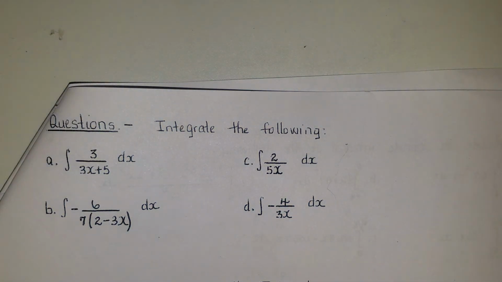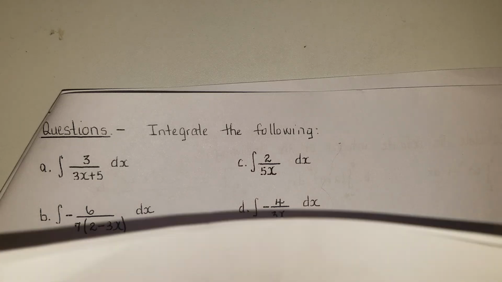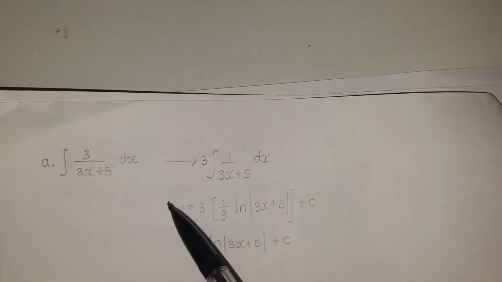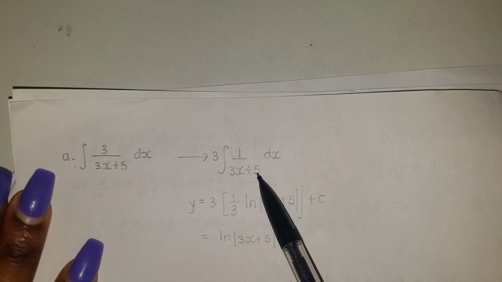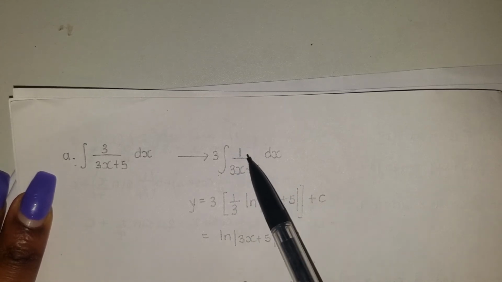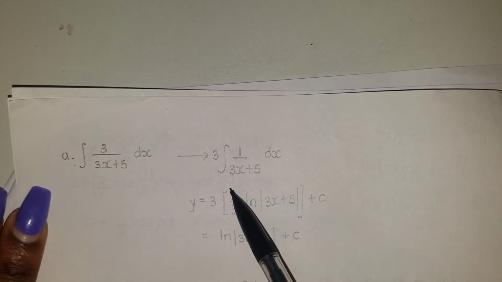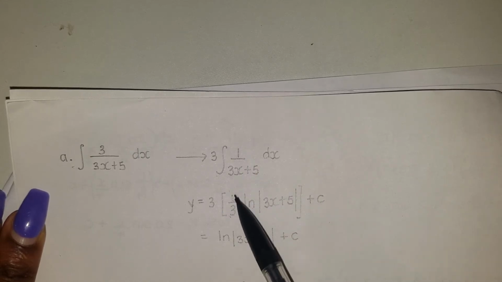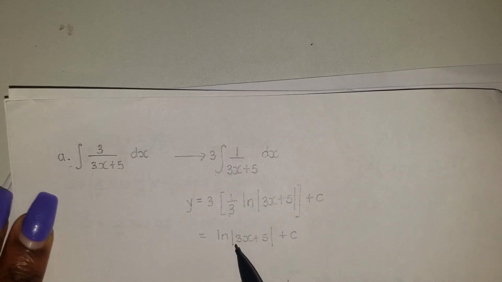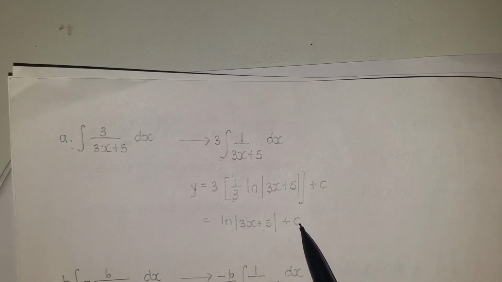So we have 4 questions that follow. First one, the integral of 3 over 3x plus 5 dx. So here, we will factor out the 3 and we will integrate the 1 over 3x plus 5 that's left back. So, following the rule, the integral of 1 over 3x plus 5 will be 1 over a, which is 1 over 3, ln 3x plus 5 plus c. And this 1 over 3 gets multiplied by the 3 that we had on the outside, making our answer simply ln 3x plus 5 plus c.